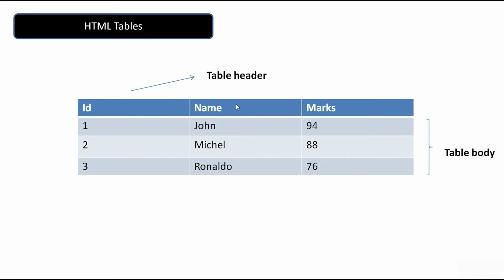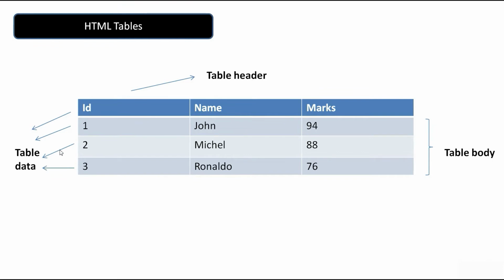All these cells, the cell may be in the table header or table body. This ID is a cell, name is a cell, marks is a cell, 1 John 94. All these are cells. Here if you observe, there are 16 cells, not 16, 12 I think. So 12: 1, 2, 3, 4, 5, 6, 7, 8, 9, 10, 11, 12. These 12 cells are called table data. That data may be in the table header or table body, whatever it may be. That data is called table data. In natural language, we call it a table cell. When it comes to HTML, we call it table data.